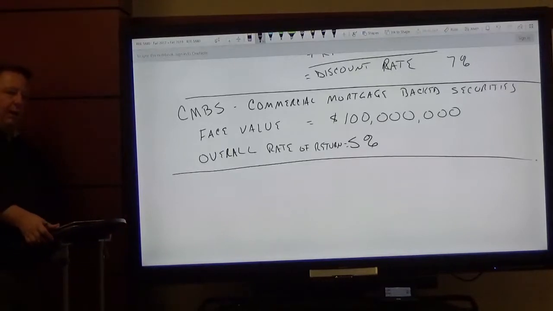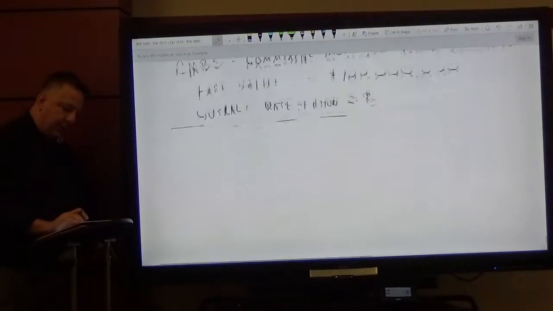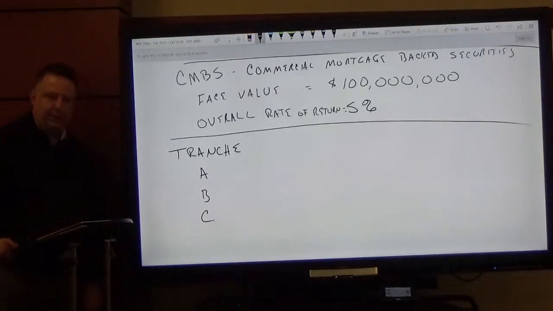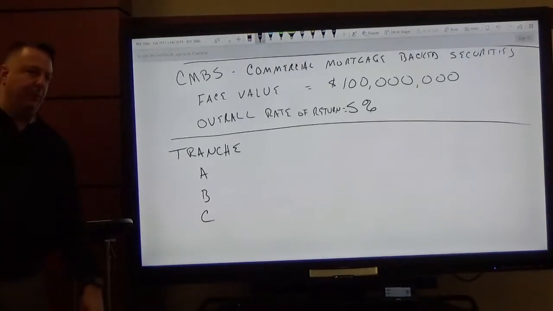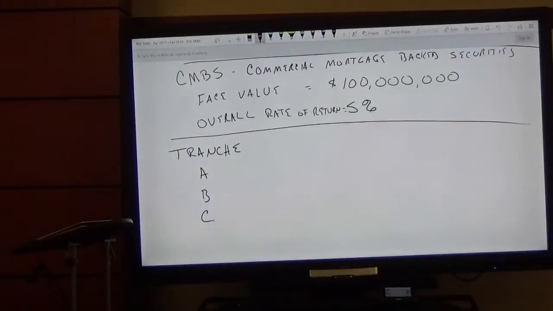So, the fun is re-engineering this to where maybe we create multiple investment opportunities or tranches. Okay? And so, let's say that we want to create 3 different tranches. We want to create tranche A, tranche B, and tranche C. Now, the first question, hopefully out of your mouth, would be, what the heck is a tranche? Okay? A tranche is basically a trench. Spelled differently, but it's more like a French spelling, I suppose.